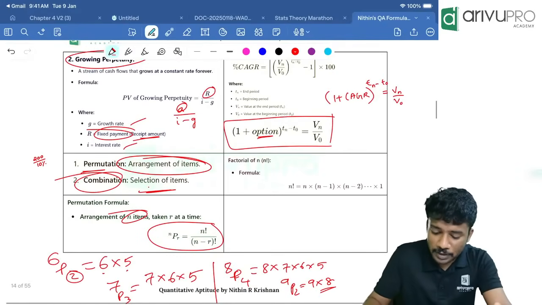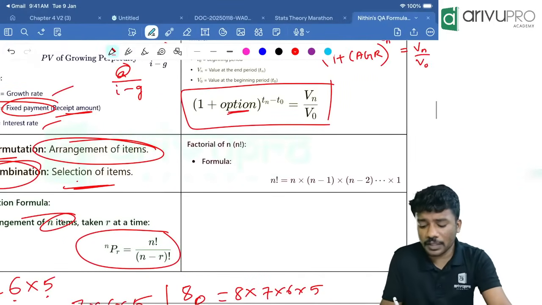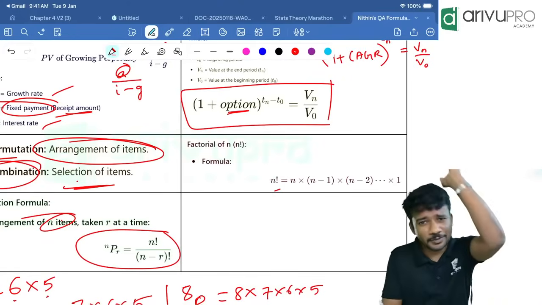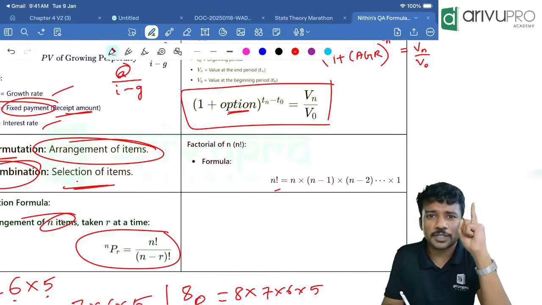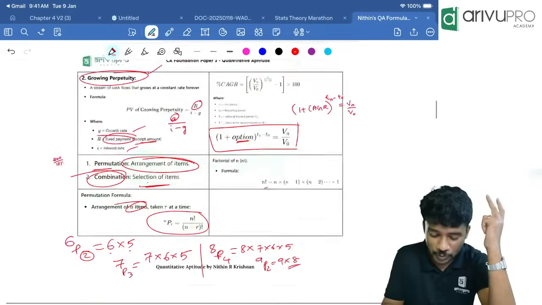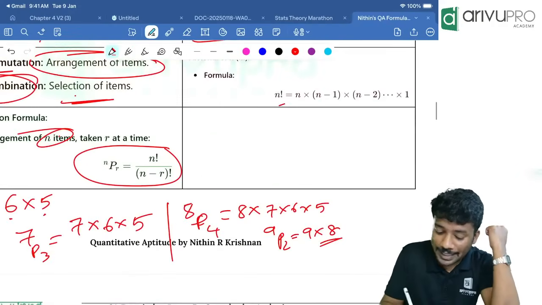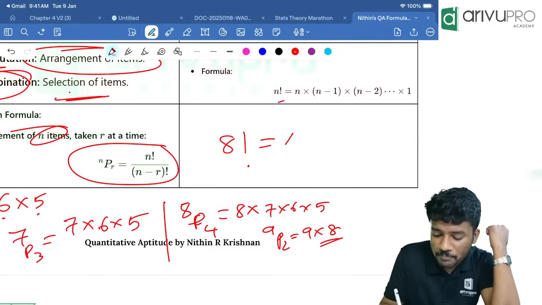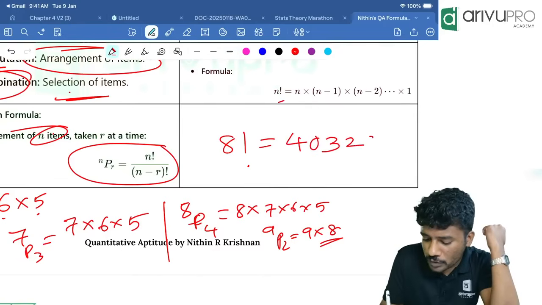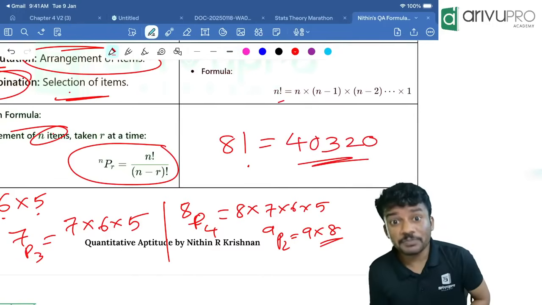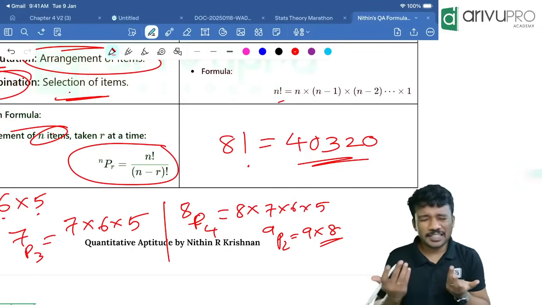That is very important. Then we need to know about factorials. N factorial is that number into the previous number, and so on. 1 factorial is 1. 2 factorial is 2. Similarly, you need to remember the factorials, which is very important. Till 8 factorial, you should remember. 8 factorial is 40320. After that, you can just use a calculator.